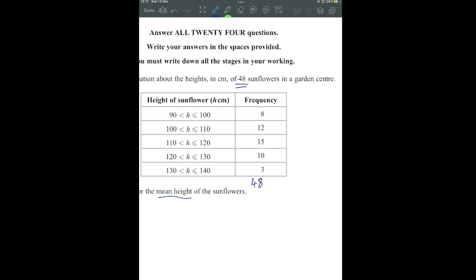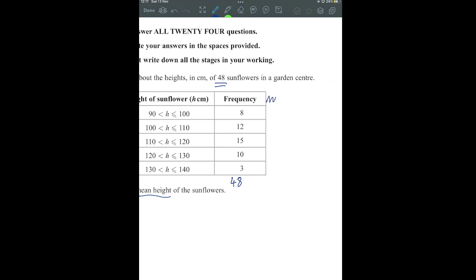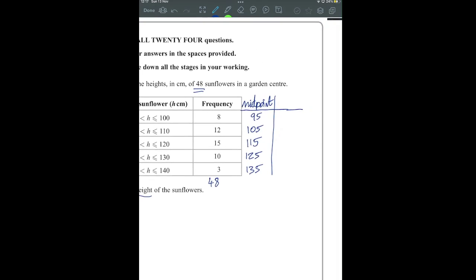Now, because our data is grouped, we need an additional column, which is the midpoint. That's what we're estimating. All of these 8 flowers here, we're estimating them to be at a height of 95. Those 12s estimated at 105. The 115 is the midpoint there. 125, 135. Now just be careful. These often do follow some kind of pattern, but don't fall into the trap of expecting the pattern every time.